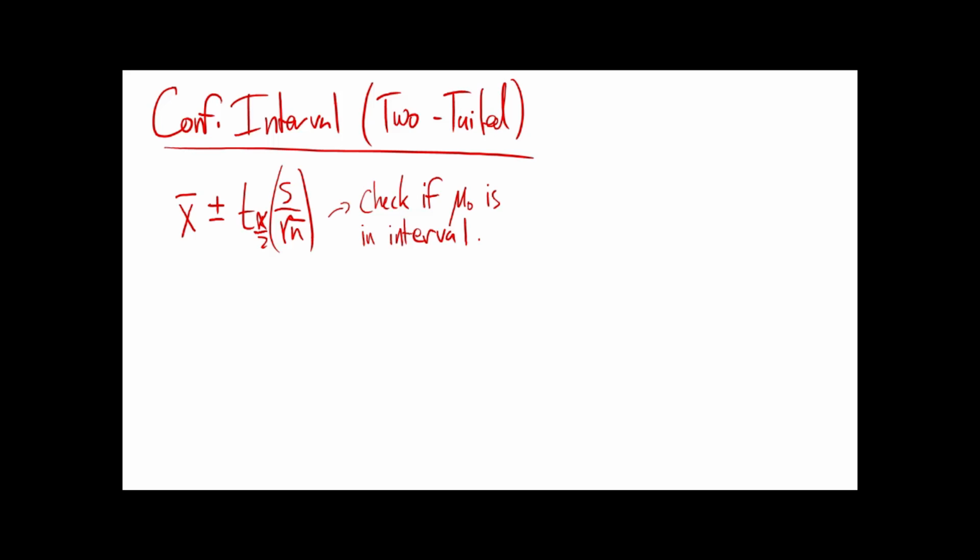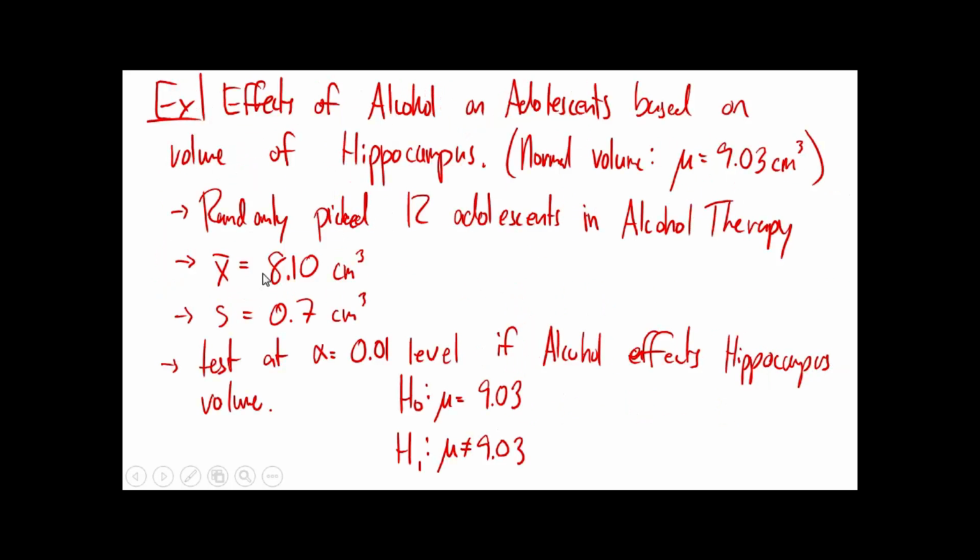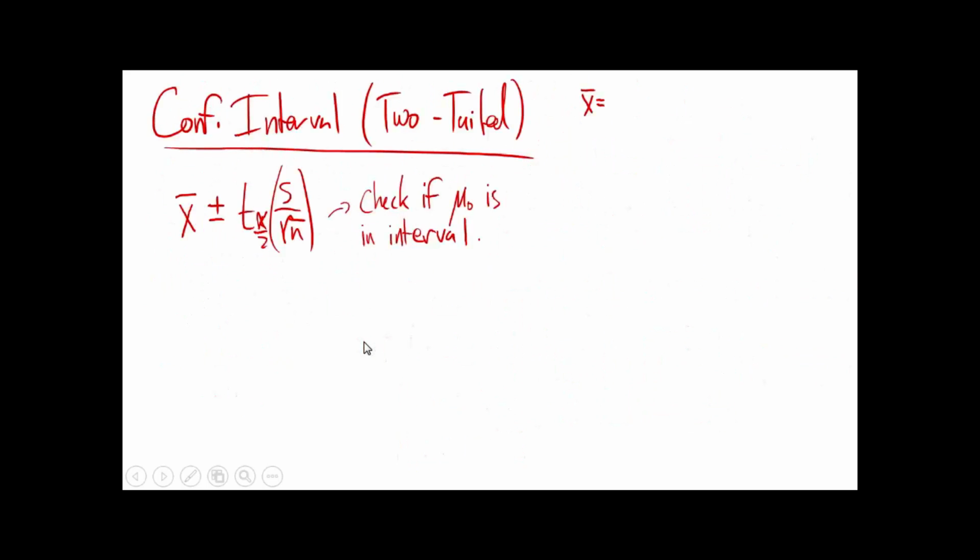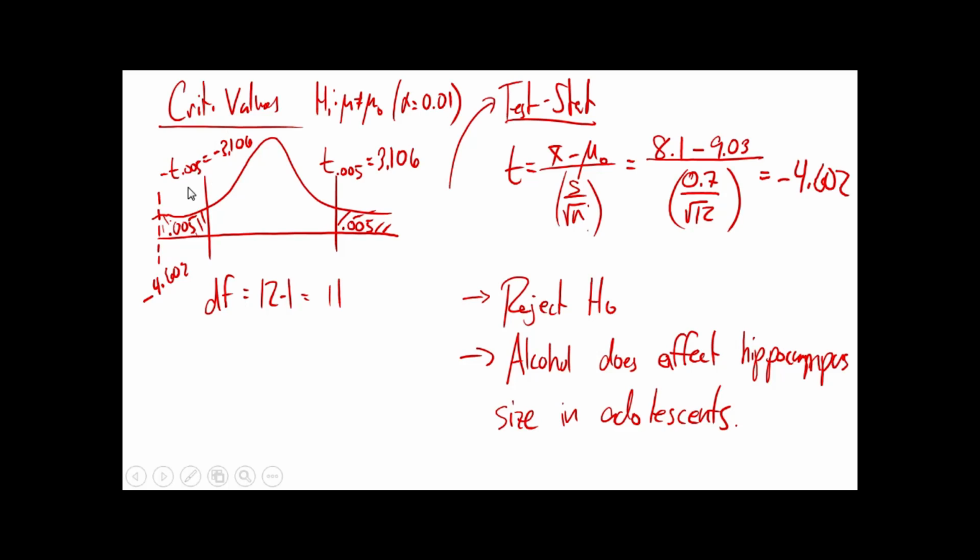In this particular case, we had a sample of 12 teens, with a sample mean x-bar of 8.10 cubic centimeters and a standard deviation of 0.7. Our sample size was 12. We actually already found the t alpha over 2. Since we were doing this at the 1% level, alpha over 2 would be t sub 0.005 with 11 degrees of freedom, because 12 minus 1 equals 11. We went to our t-table and got the value 3.106. That's how we got our cutoffs, remember?